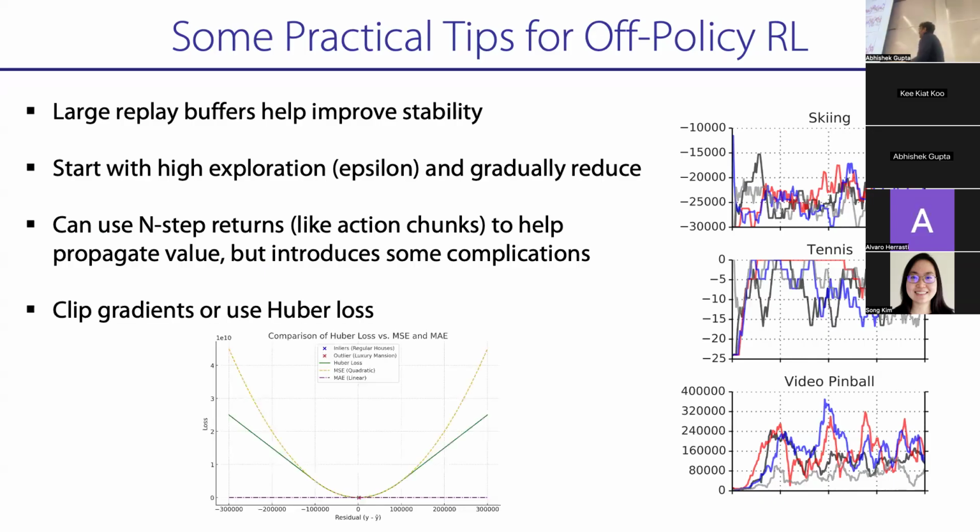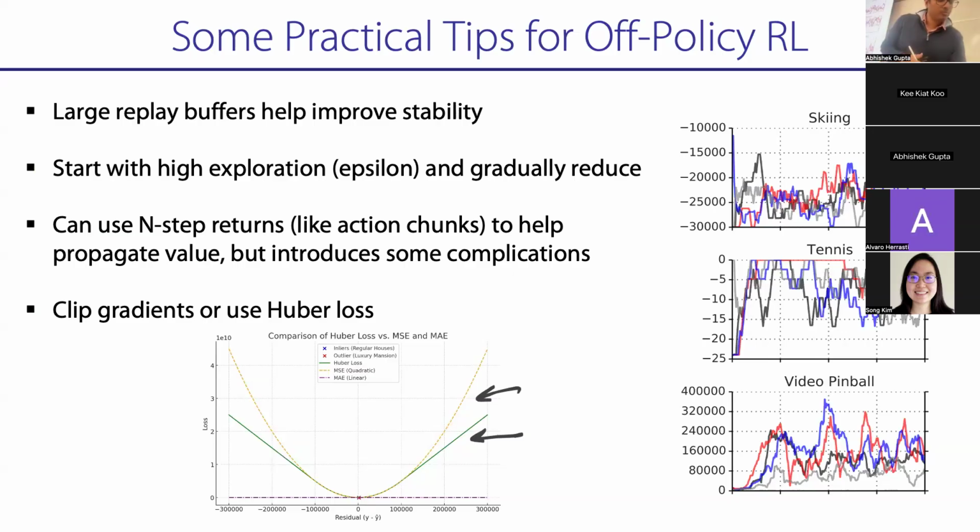And sometimes in off-policy RL, it can be unstable. The gradients blow up. And so either clip the gradients of your value function or use the Huber loss rather than the mean squared error loss. The mean squared error loss is this one, and the Huber loss is this one. So it falls off a little less sharply, right? And so those things help with implementation.